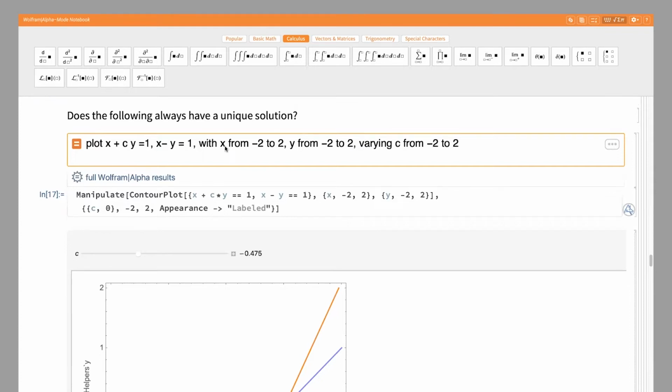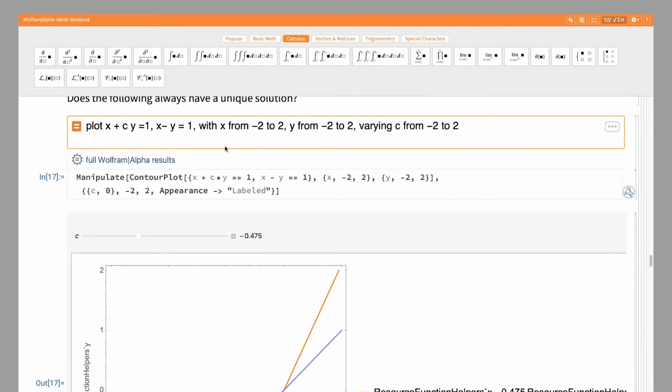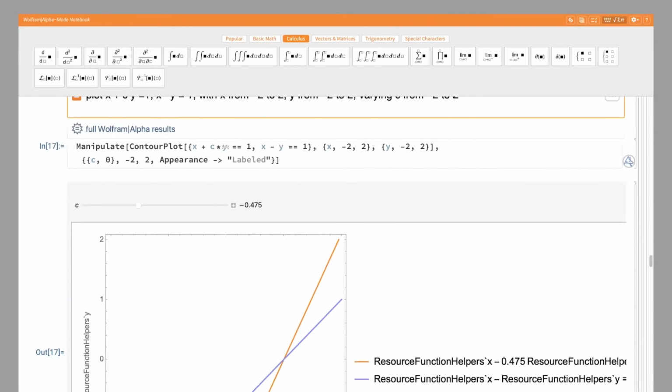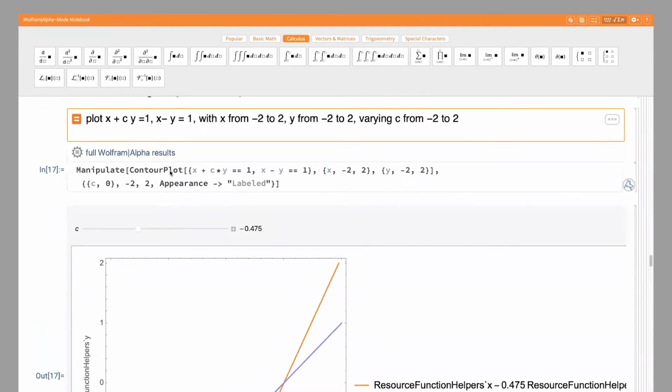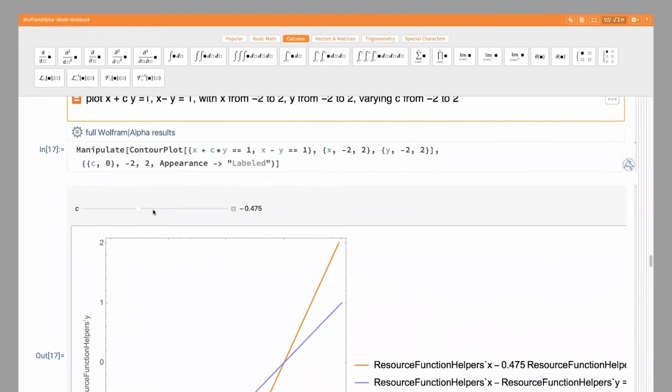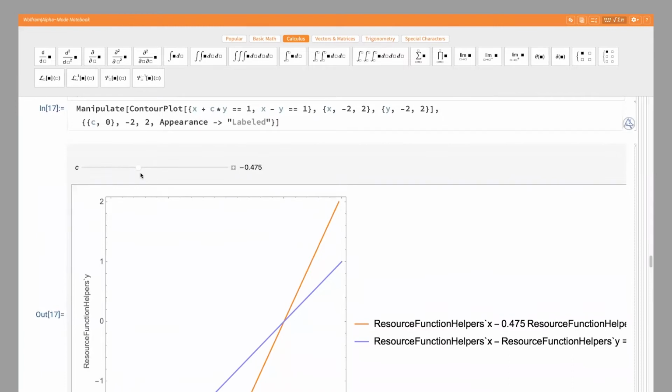And we have x between -2 and 2, y from -2 to 2, and we're varying c. So in this case, does this always have a unique solution? Does it have more than one solution? The student can start moving a slider here. And okay, for some values of c, it looks like there's just that one solution, right? We just get this one point here. But what happens if I adjust the slider here?